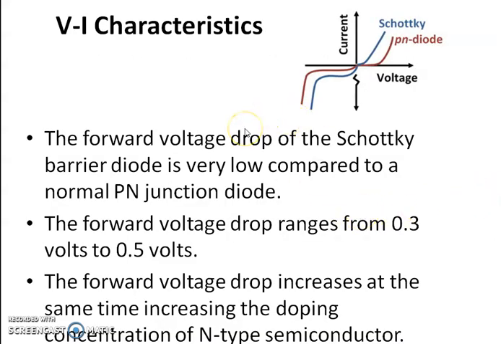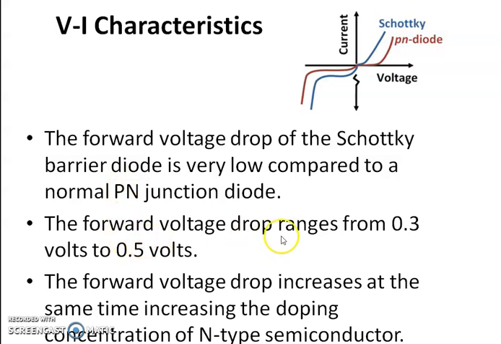This is the voltage current characteristics. So this is applied input voltage along the x-axis, output current along the y-axis. In the case of a normal PN junction, the voltage drop is higher. But in the case of the Schottky diode, there is a lower voltage drop. This is the main advantage of the Schottky diode. The forward voltage drop of the Schottky barrier diode is very low compared to a normal PN junction diode.